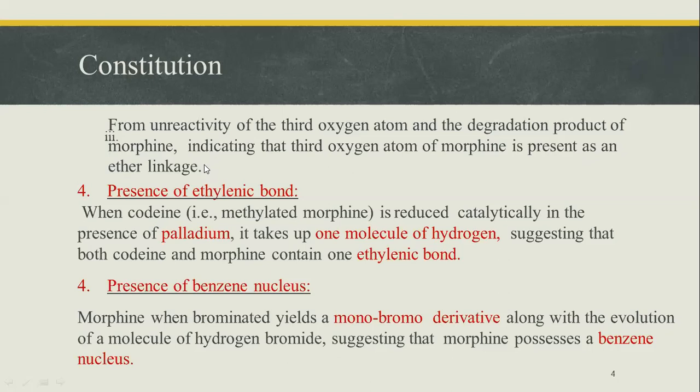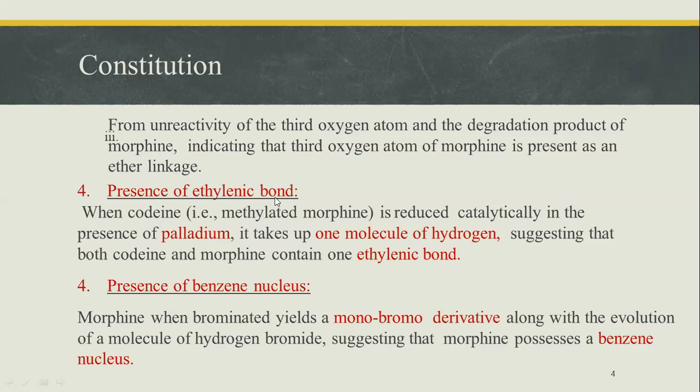So we have one nitrogen. Nitrogen is in the tertiary state and the nitrogen is carrying the methyl group. And we have three oxygens. Out of three oxygens, two are giving hydroxy reactions. And out of the two, one is alcoholic, the other one is phenolic. Coming to the third oxygen, it is found to be inert, not taking part in the reactions, which indicates that it is in the form of ether linkage.